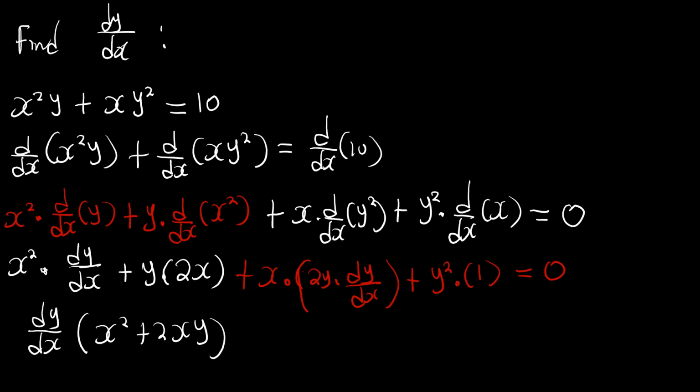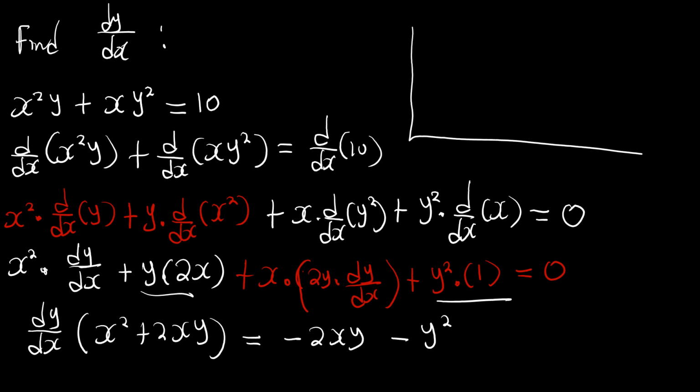I just factorized with dy over dx is equal to, so let's take this one to the right hand side, it is going to be minus 2xy. Even this one is going to be minus y squared. So now we are going to divide by everything close to our dy over dx. So I'll come and write our final answer here.